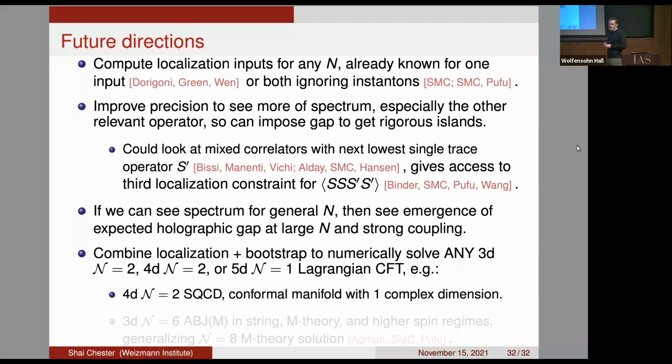And the hope is that there are enough integrated constraints that you can fully fix this conformal manifold. I can already say that there are 4 integrated constraints and there's just one complex dimension. So I'm hoping that should be enough.